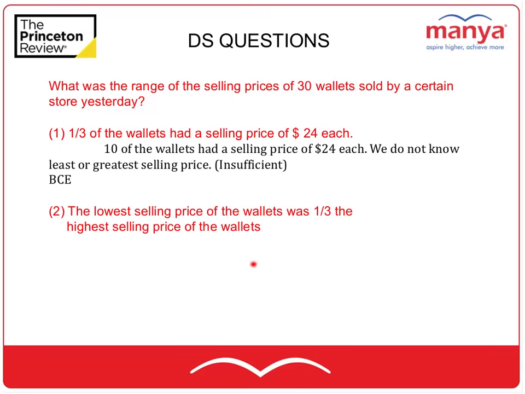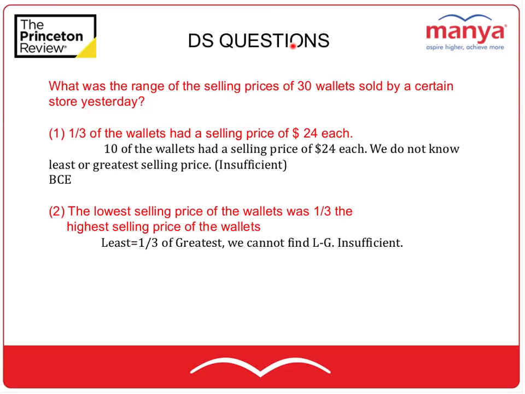The lowest selling price of the wallet was 1/3 the highest selling price of the wallet. So they have given the relation between the lowest selling price and the highest selling price. Is this going to help us get the lowest and the highest? What equation will we form? L is equal to 1/3 of G. But is this going to give you L and G? No. So this is also not sufficient.